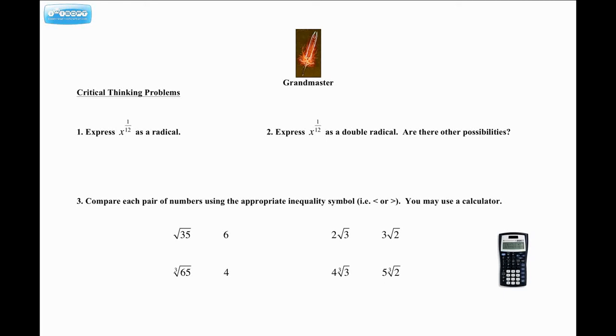Moving on to Chapter 4, Section 4, Grandmaster. We have some critical thinking problems. Number 1, express x to the power of 1 over 12 as a radical.